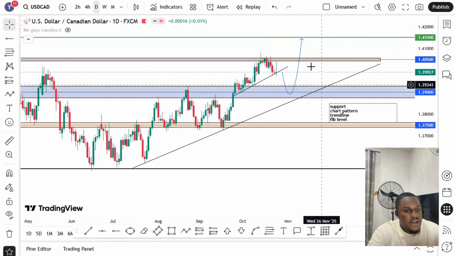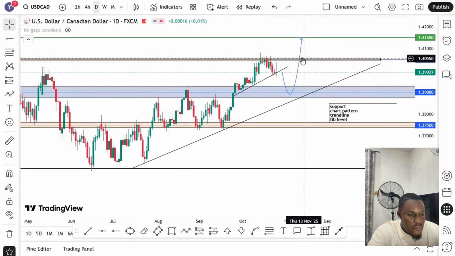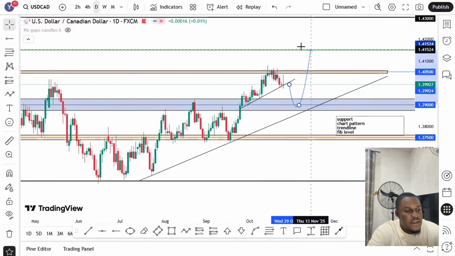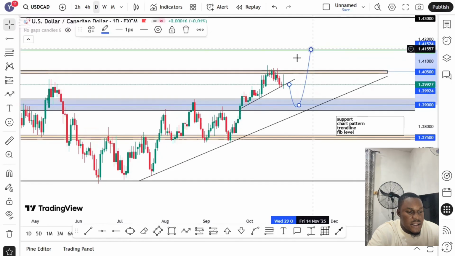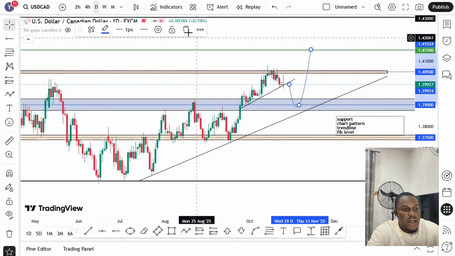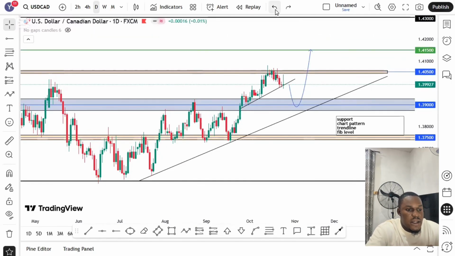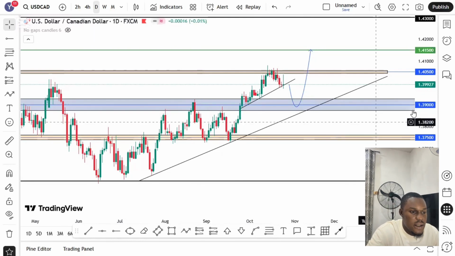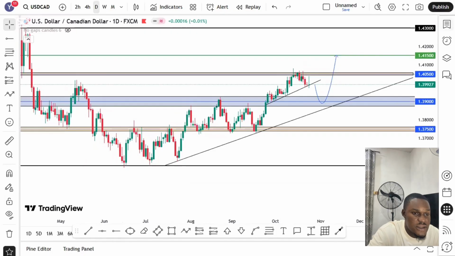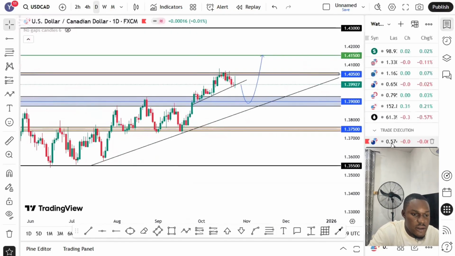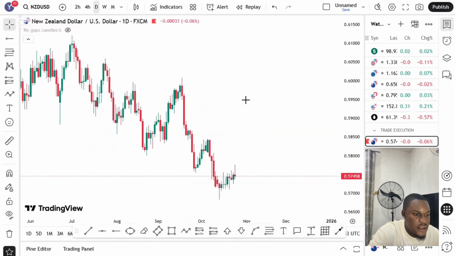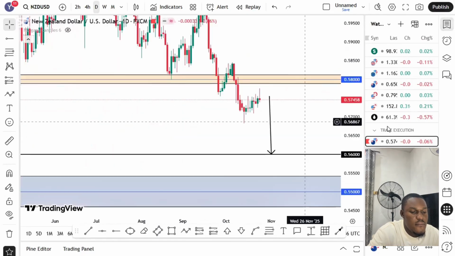My first level target is the previous high. My second level target, or my main target, is this green bar right here. So this is my analysis for this coming week. These are the two pairs I will be trading this week, which are the NZDUSD for sell, and also the USDCAD for buy.